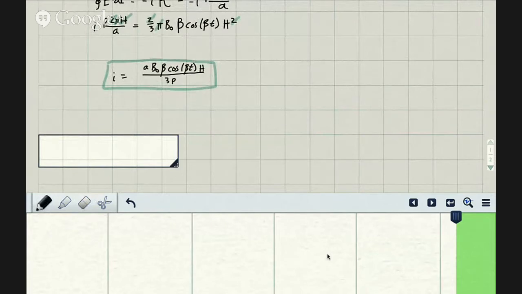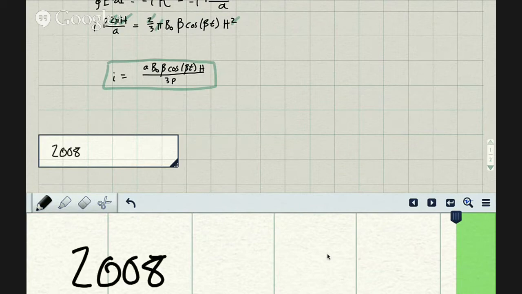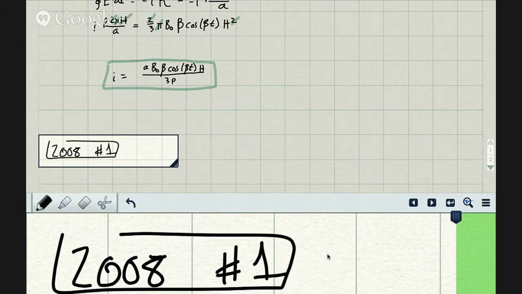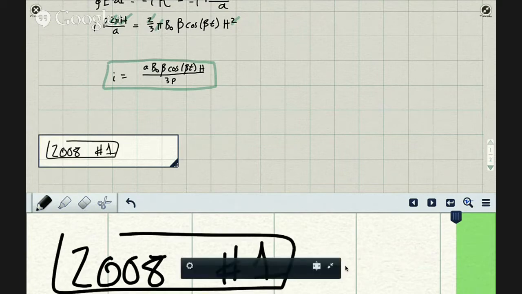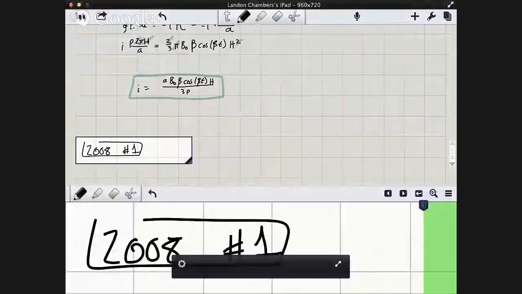It is 2008 number 1. And then we also have a question for 2013. Okay, so let's look at 2008 number 1 real quick. What I'm going to do is go ahead and pull it up on the screen here so we can all see what kind of beast we're dealing with.